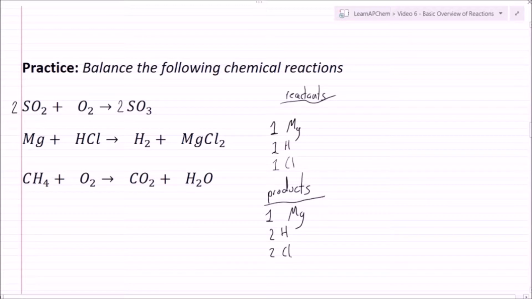So here it's fairly obvious what we should do. If I balance either chlorine or hydrogen in the reactants by multiplying by 2, I'll inevitably balance the other one. So here now I'm left with 2 hydrogens and 2 chlorines. And so here I can say that this is balanced because all of these are equal.